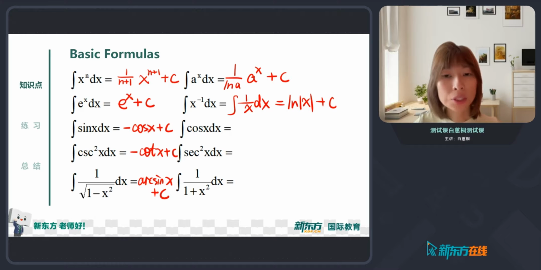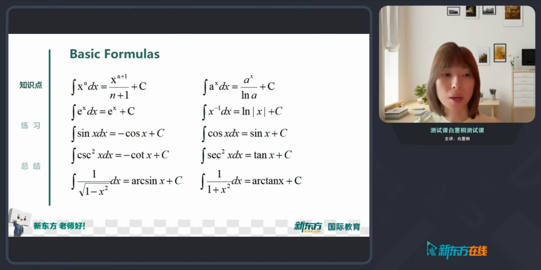And then the integration of cosine x is going to be sine x plus c. And then here, the sec x squared, the integration of that is going to be tangent x plus c. And then 1 over 1 plus x squared is going to be arc tangent x plus c. So these are very important formulas we have to keep in mind when we do integration. Okay. So here we have a list we have to keep in mind.